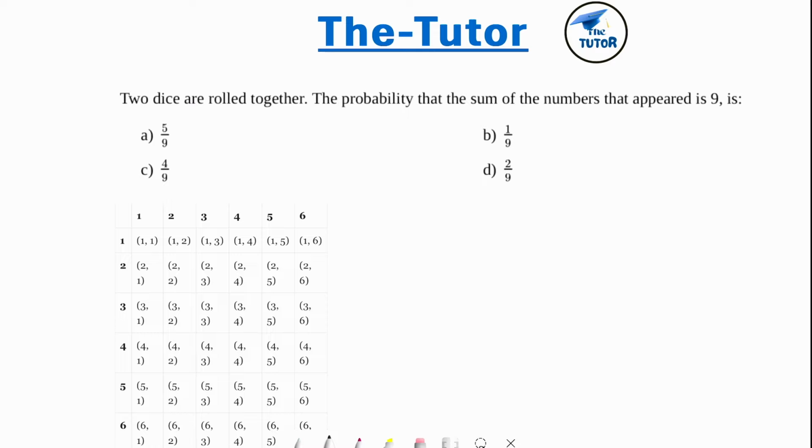Okay, so here's the question, guys. The question is: two dice are rolled together. The probability that the sum of the numbers that appeared is 9 is. That means you have two dice and you are rolling them together.